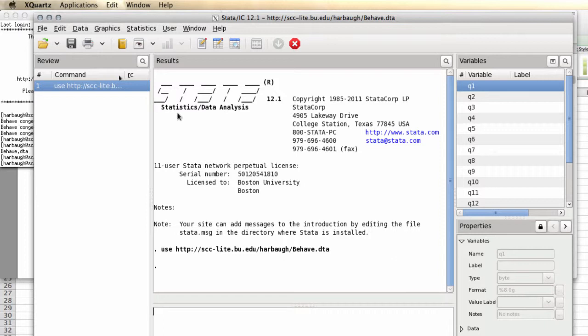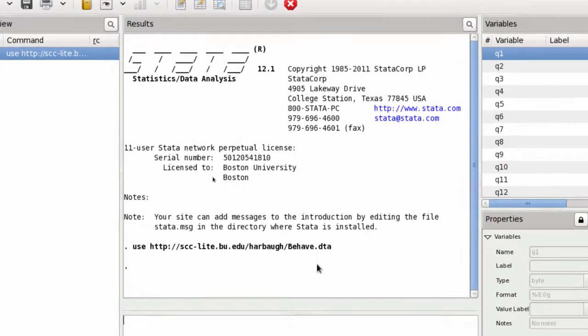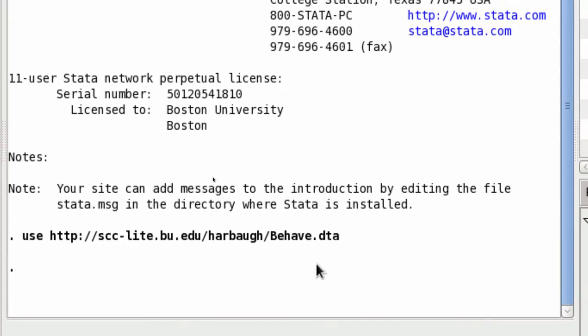All right, so what I typed in was use space http colon / scc-light.bu.edu / Harbaugh / behave with a capital B. I think it does need to be capital .dta. Again, I'll zoom in on that so you can see that part there. Okay.